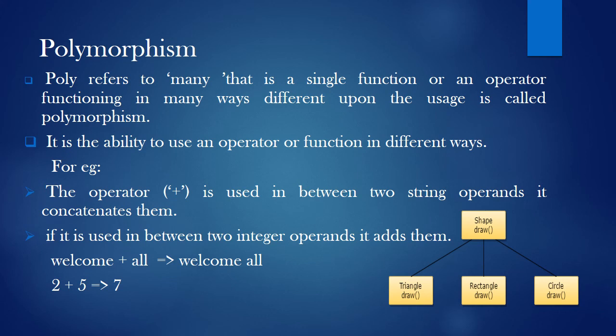For example, the operator plus, when used in between two string operands, concatenates them. If it is used in between two integer operands, it adds them. Here, draw is a function which can be used by several objects to draw different shapes.